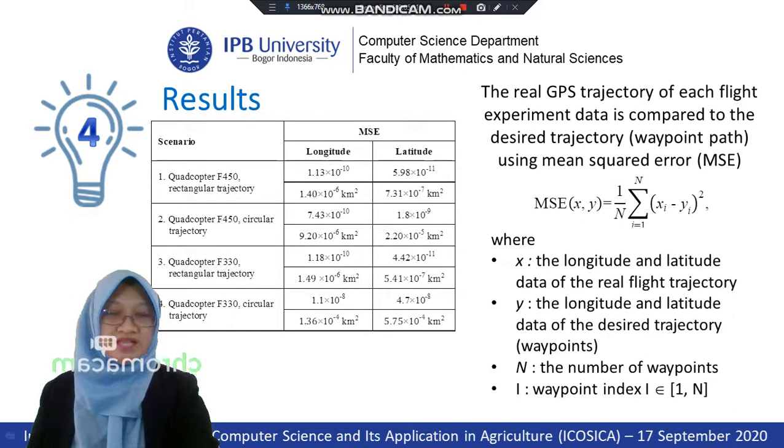So we basically just compare the real trajectory of each quadcopter to the desired trajectory or the waypoints that we have defined. And we use the mean square error for the qualitative data. And this is basically the overall results of our test.